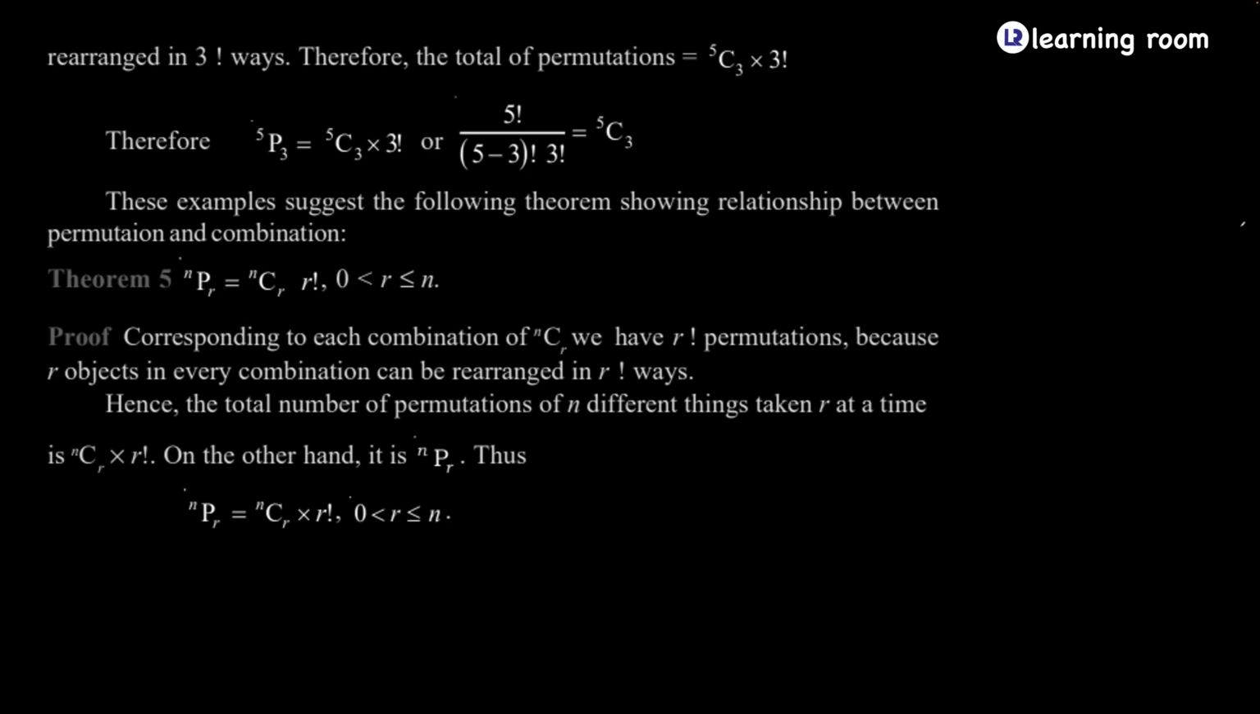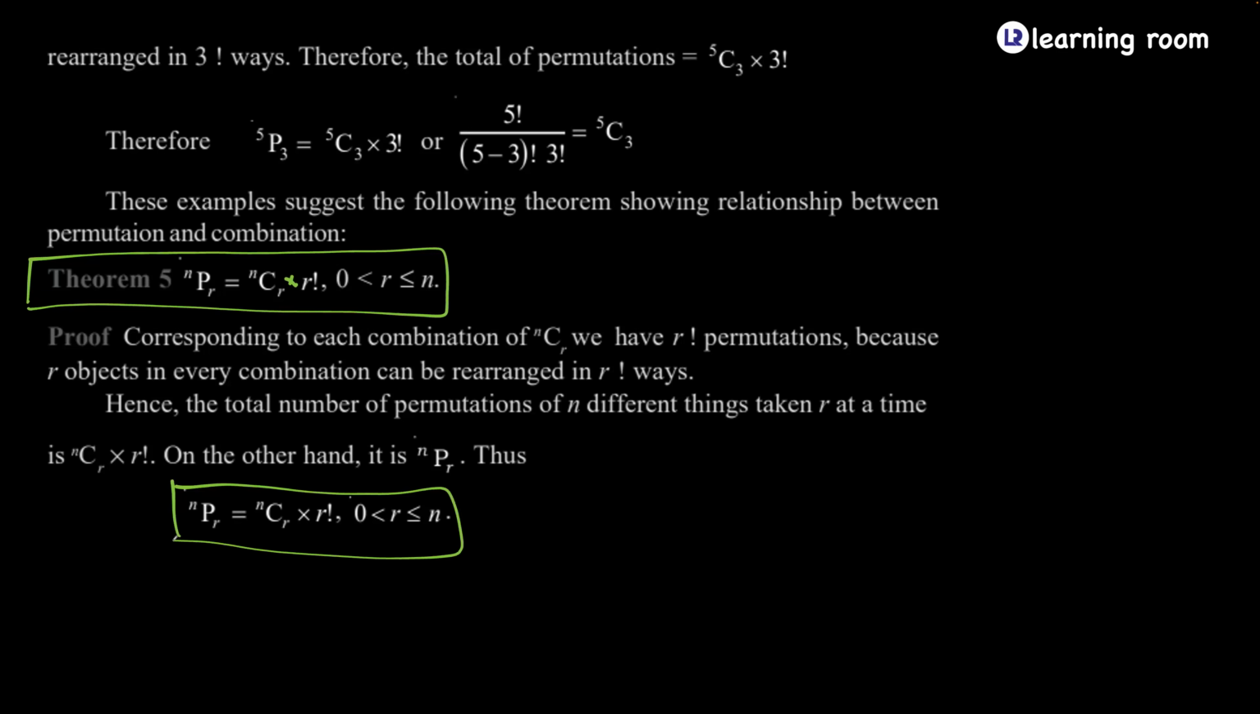So this is what I was trying to explain. Theorem number 5, where it states that nPr is nothing but nCr times r factorial, where r is a number greater than 0 and less than or equal to n. See, the proof I'm not showing, because I've already shown it with the help of an example. Right?